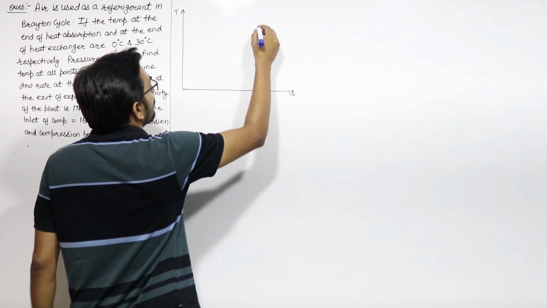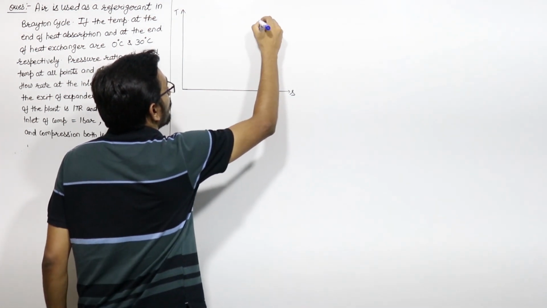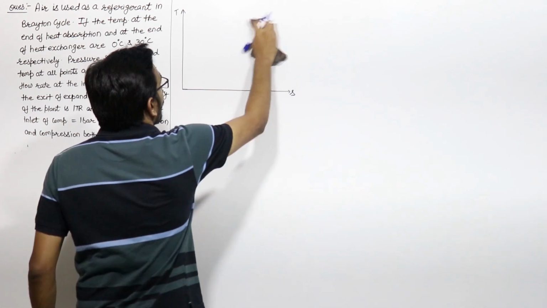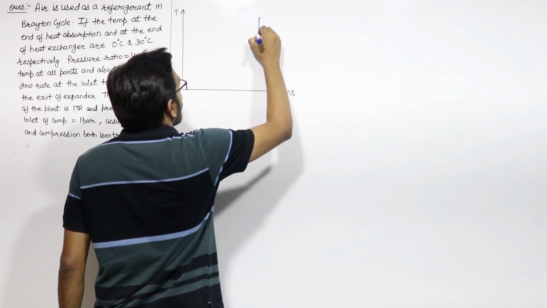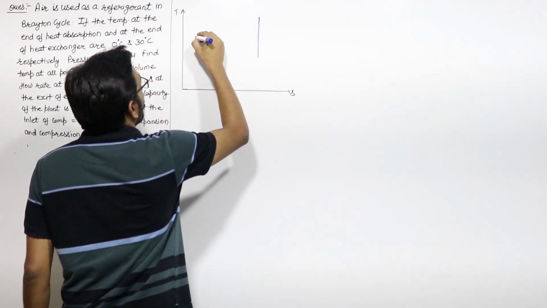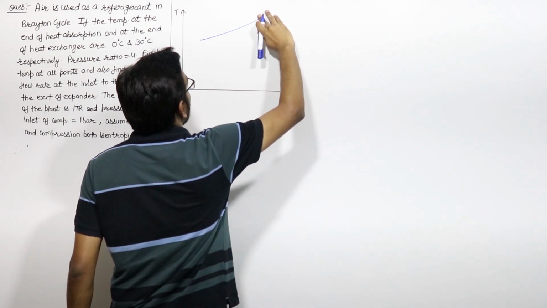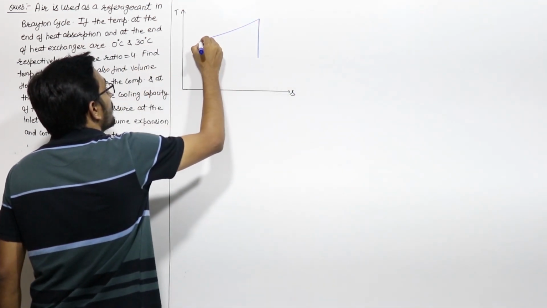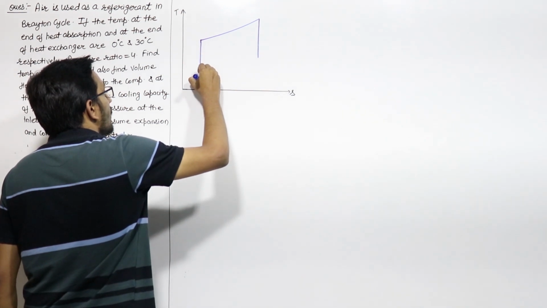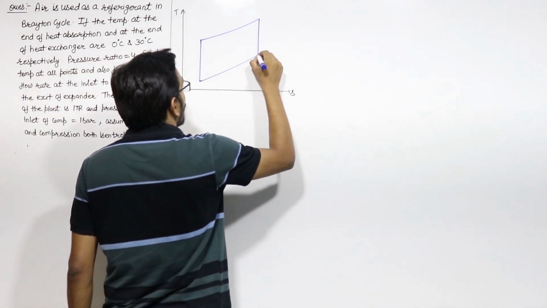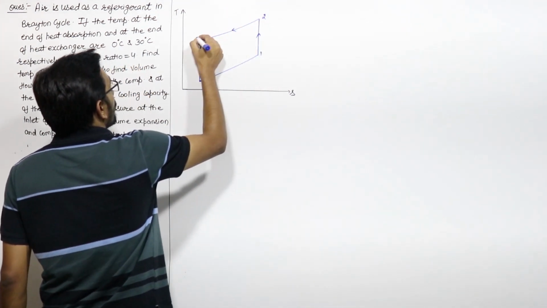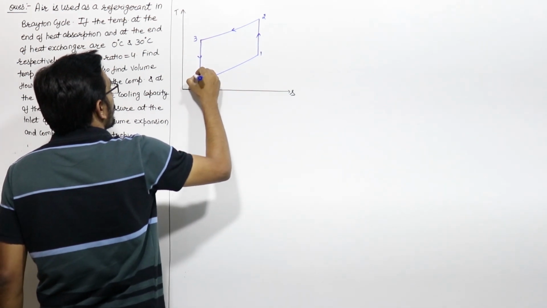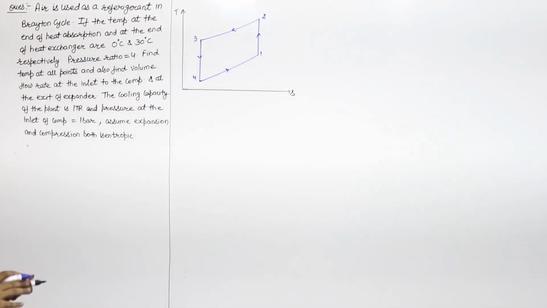We know this is process 1 to 2. This is process 2 to 3. This is 3 to 4. And this is 4 to 1. 1 to 2, 2 to 3, 3 to 4 and 4 to 1. Right. Now read the statement.